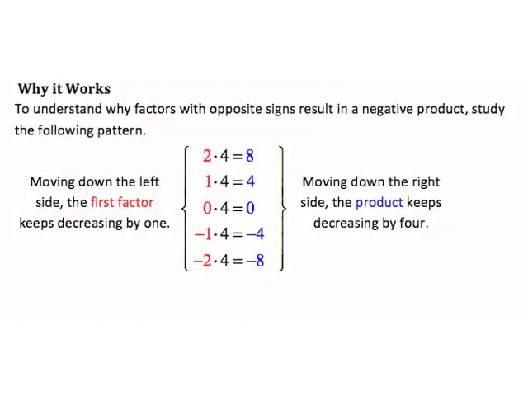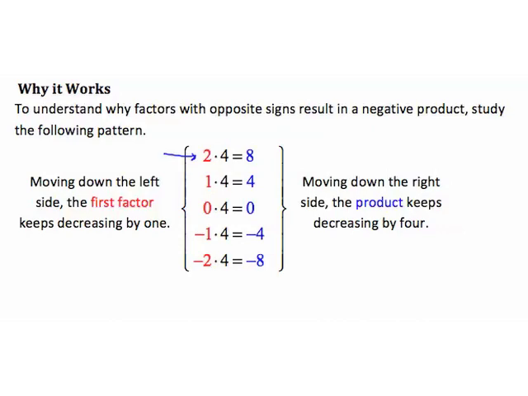Well, you may have wondered to yourself, how do we end up with these sign rules that different signs give us a negative answer? Let's take a look at why it works. To understand why factors with opposite signs result in a negative product, study the following pattern. We have this pattern here where I'm going to keep decreasing this red number, the first number, by 1. So moving down this left side, I start with 2, 1, 0, and then decreasing 1 again, I get negative 1, negative 2.